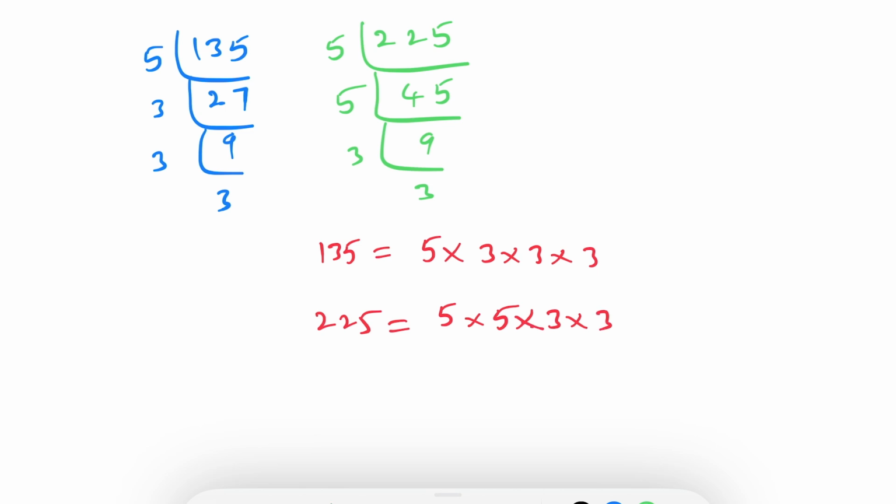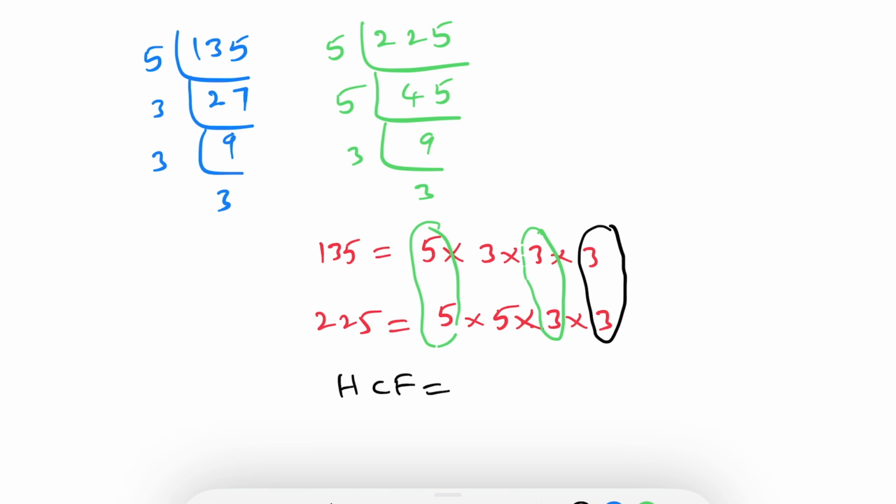Now circle the common numbers. Here 5 is common, 3 is common, one more 3 is also common. So the HCF of these two numbers will be: 5 is common, write it once; 3 is common, write it once; one more 3 is common, write it once. So 5 3s are 15, 15 3s are 45. So the HCF of 135 and 225 is 45.